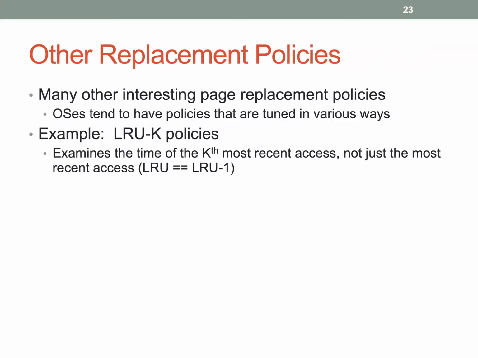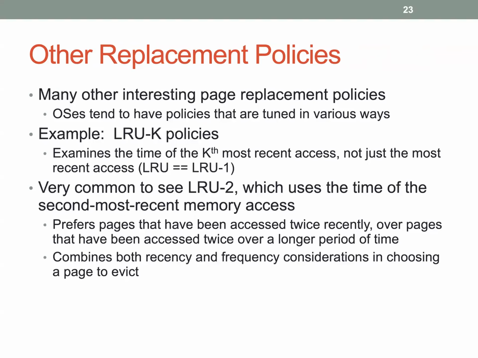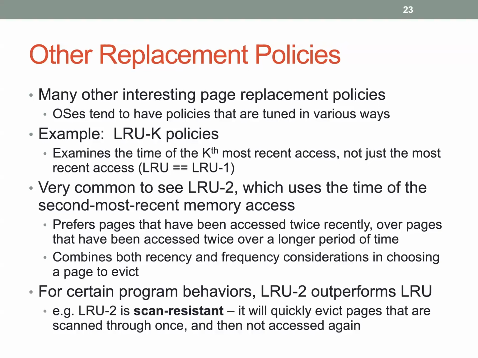There's a real issue with plain Jane LRU. As I have on the slide, LRUK means what was the time of the most recent kth access. And plain Jane LRU would be LRU1, which means when was the last time it was accessed once, at least. So LRU2 already is a huge improvement over LRU1. And the reason why is because LRU is susceptible to memory scans.